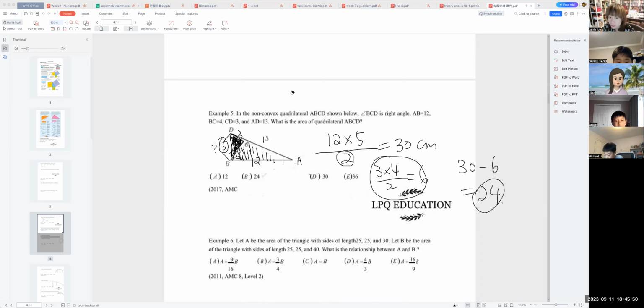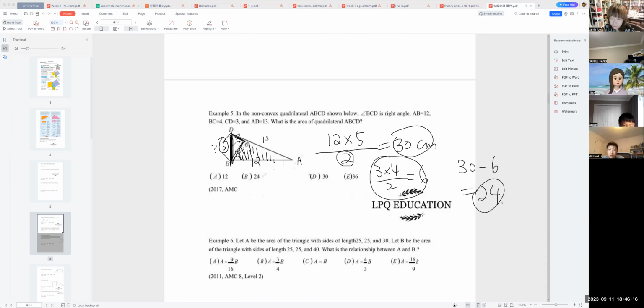Jasper, do you know why we minus 6? The area of the small one you didn't do, right? Michael, understand? So the bigger one is 12 times 5 divided by 2 equals 30. And if you ask me, where did you get the 5? It is very easy because 3, 4, and 5, because this is a right triangle. So 3 squared plus 4 squared equals 5 squared. So that's why this is 5.